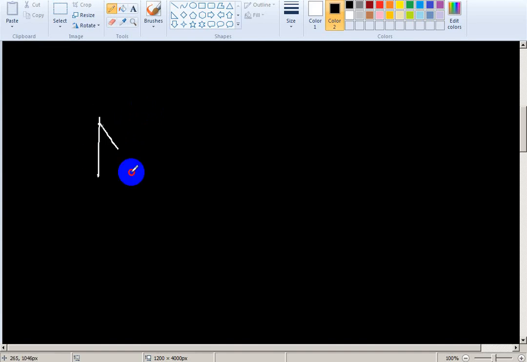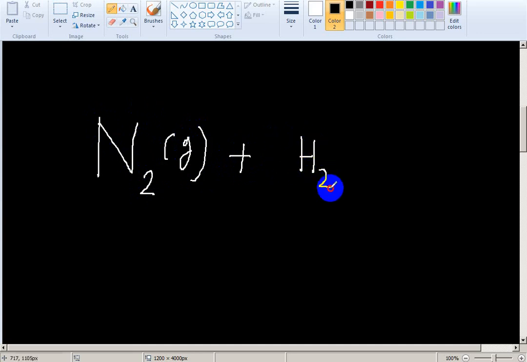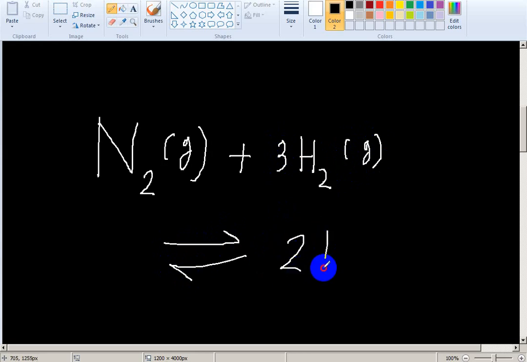Like nitrogen gas and hydrogen gas, nitrogen gas and hydrogen gas, 2NH3. This is the reversible reaction for ammonia gas formation.